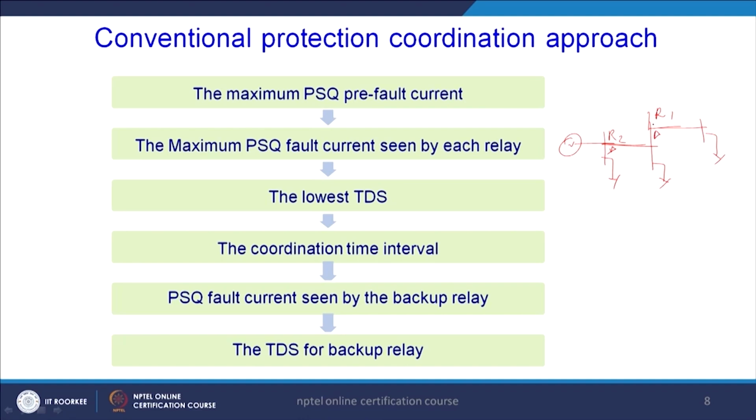Now, for protecting this line 1, 2, 3, this is line 2, 3. To protect this line, this R1 is called the primary relay. So, if any fault occurs at this point, this particular fault is going to be cleared first by this relay R1, and that is why R1 is called the primary relay. If this fault is not cleared by R1, then it is going to be cleared by R2, and this R2 is known as the backup relay.